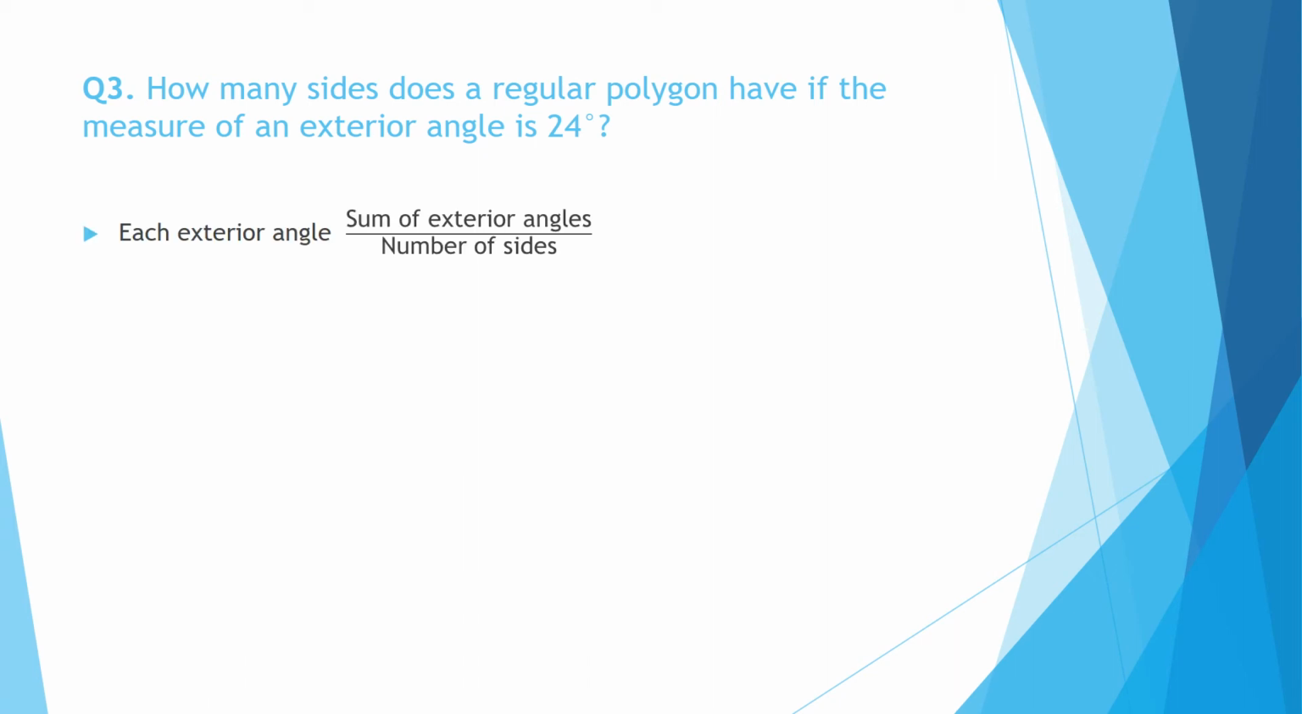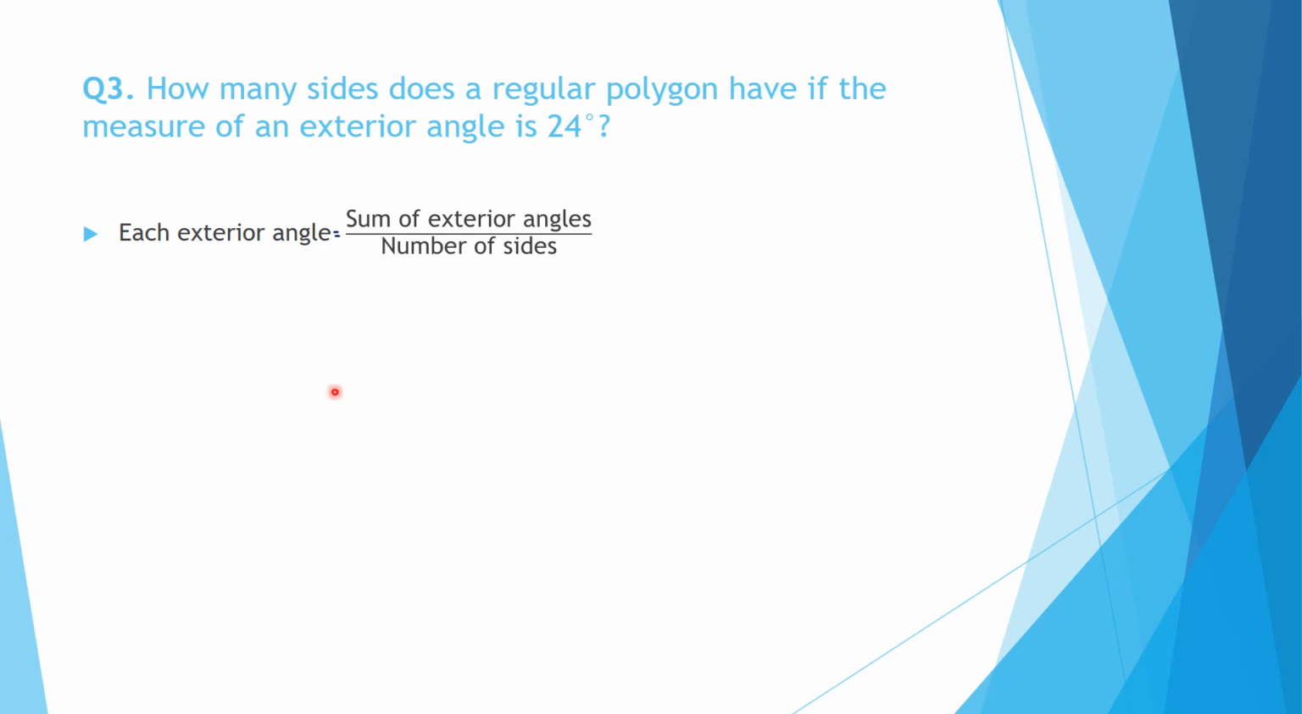So you know the formula, which we just did: each exterior angle is equal to the sum of all exterior angles divided by the number of sides. So here you can fill in each exterior angle, आपको दे रखा है 24 degrees. Sum of exterior angles आपको पता है that's 360 degrees.